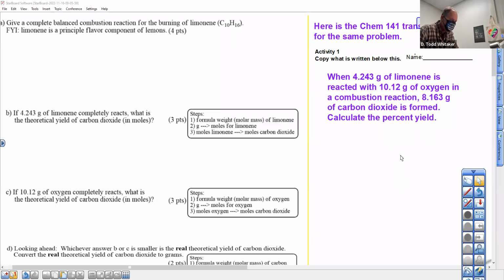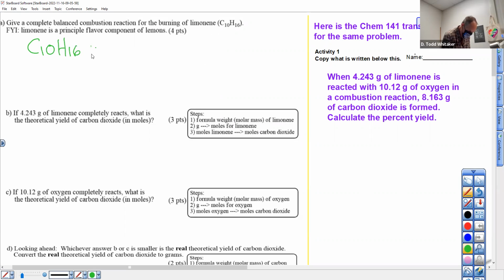So, continuing our video, we are looking at a problem we did on our exam on Monday. And this is the Chem 141 translation of the same whole page, right there. The steps are listed to the left. So we need a complete balanced combustion reaction for the burning of limonene, limonene being C10H16. I hope this was not a surprise to see this question on the test.